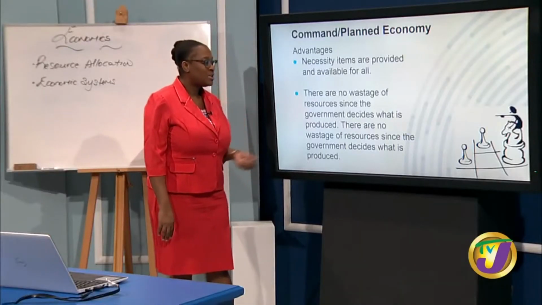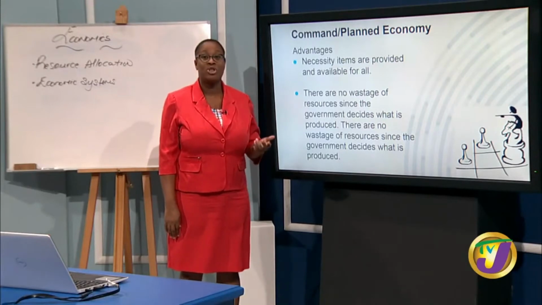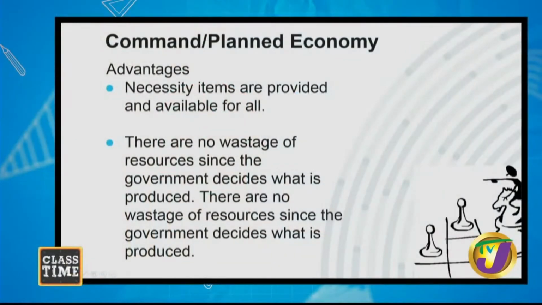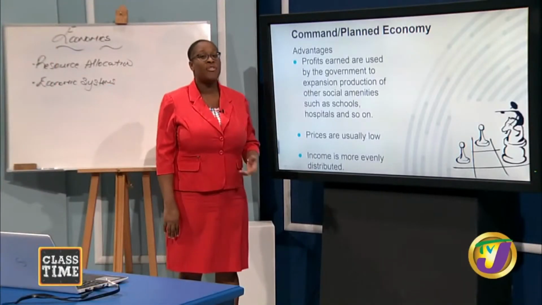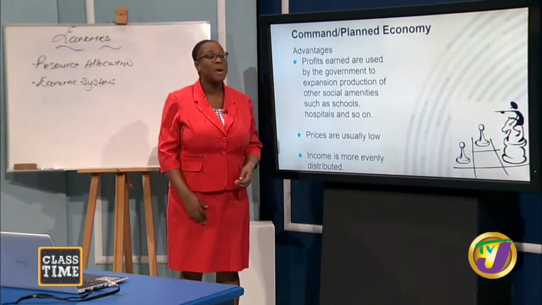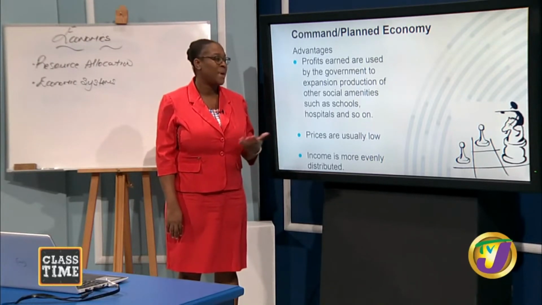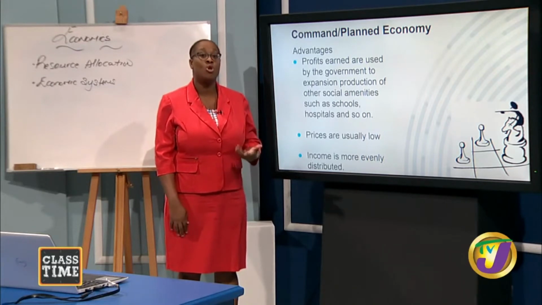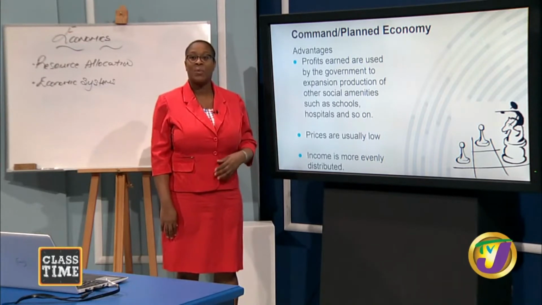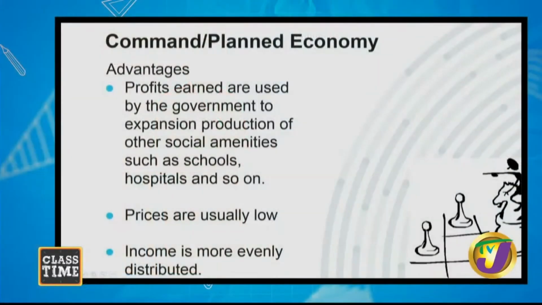All right? What you also find is that there is no wastage of resources since the government decides what is to be produced. So there is no wastage at all under this system. Profits earned are used by the government to expand the production or to provide other social amenities such as schools and hospitals, roads for the society. And prices were usually low and income was more evenly distributed.